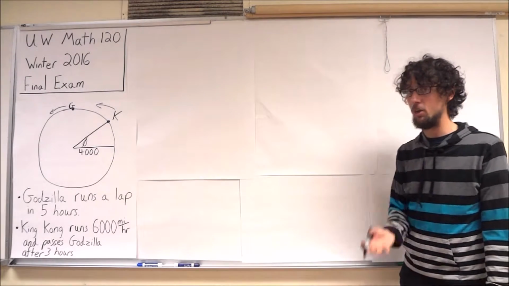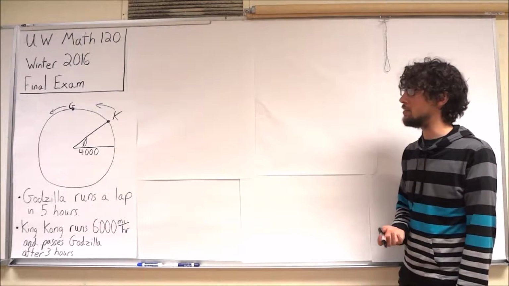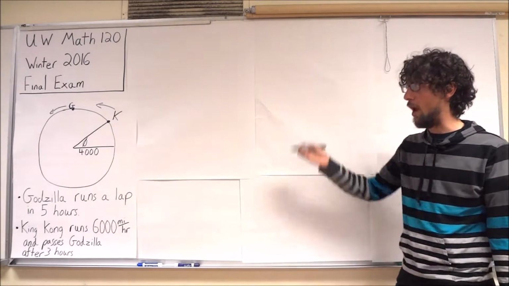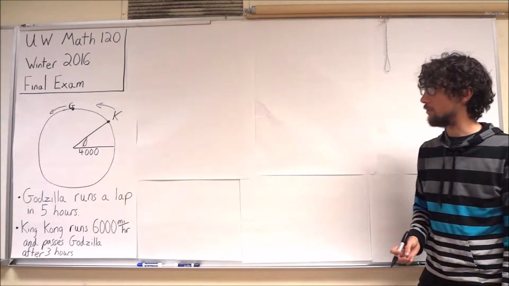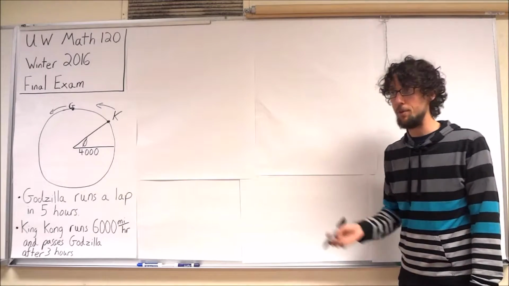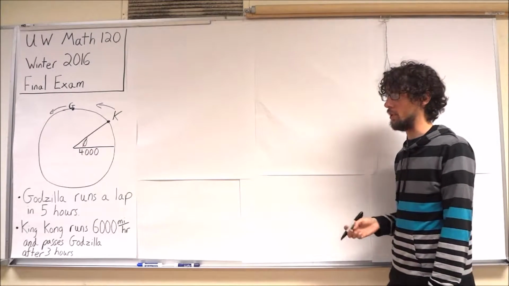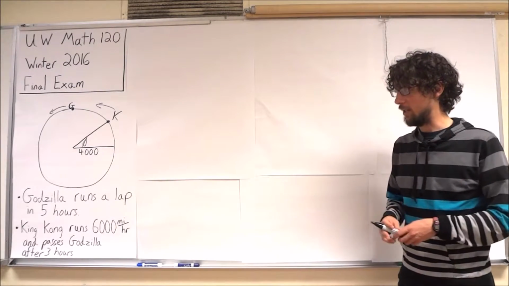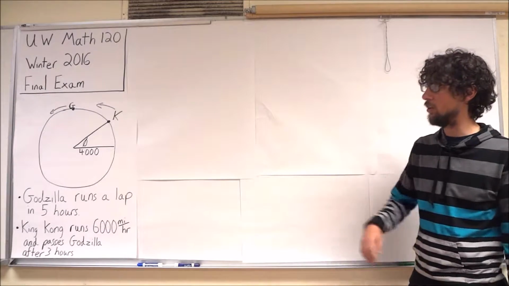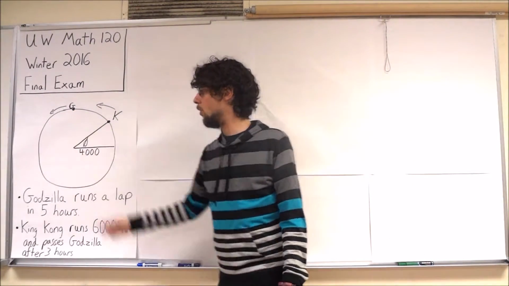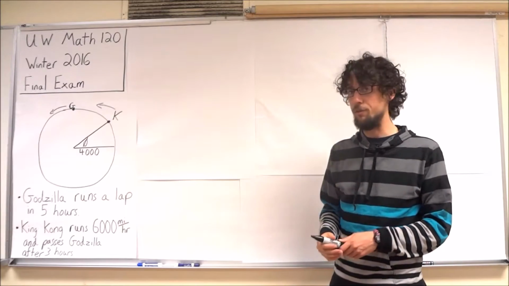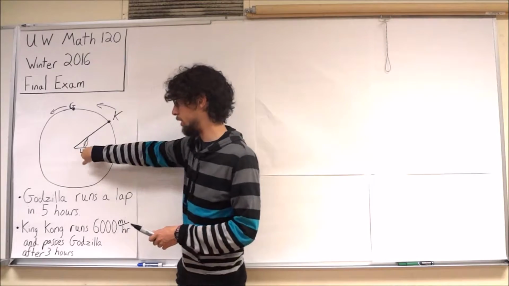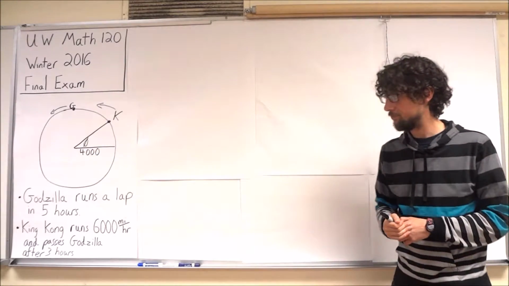two people who are running around a circular track. In this case, the two people are Godzilla and King Kong, and the circular track is actually around the entire Earth. Godzilla and King Kong are running up the prime meridian and down the anti-meridian is what's been given. And we know a little bit about their motion. In particular, we know that Godzilla starts at the North Pole, and Godzilla runs a lap in 5 hours, a lap around this circle. The circle here has radius 4,000 miles.